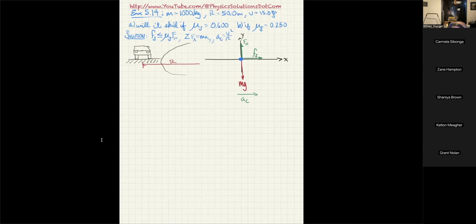I can go ahead and write the summation of the forces in the y direction equals mass times acceleration in the y direction. Again, this is a flat curve. The car is going to maintain a constant y coordinate, so the acceleration in the y direction is equal to 0. And in this case, that gives us F normal, which points up, minus mg, which points down, is equal to 0. And that tells us that the normal force is just equal to mg. I'm going to call that asterisk. We're going to make use of that in a second.